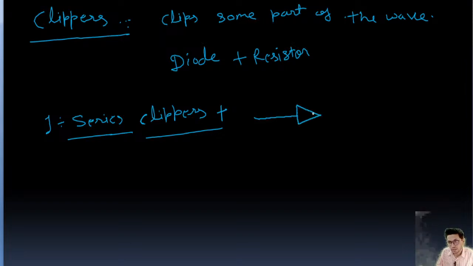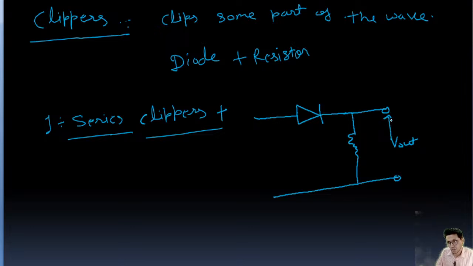There is a diode, and this will be in series with a resistance. And this will be the output, that is V output. This is the P part and this is the N part, which means this is the positive one and this is the negative one. So this is the clipper in series, called a series clipper, guys.